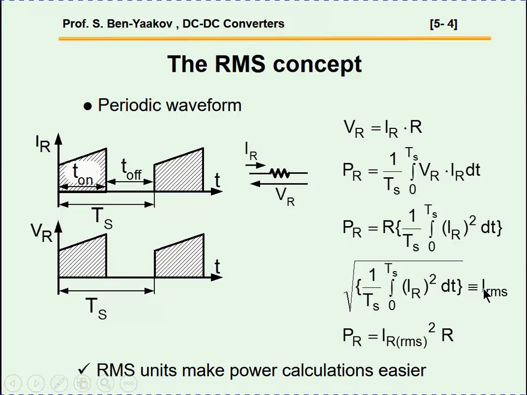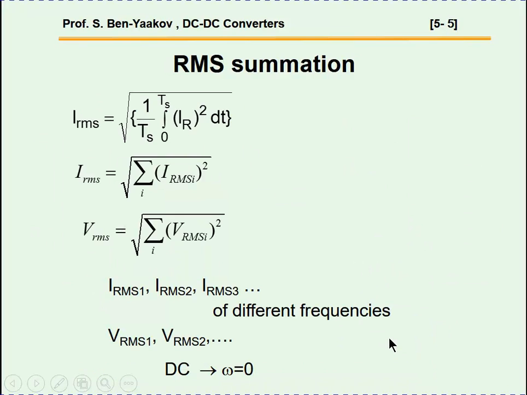So RMS current is a sort of power unit. When you square it and multiply it by R, you get a power. This value of the RMS is independent of the waveform. For any waveform, you can find this RMS value, which makes the calculation very easy.